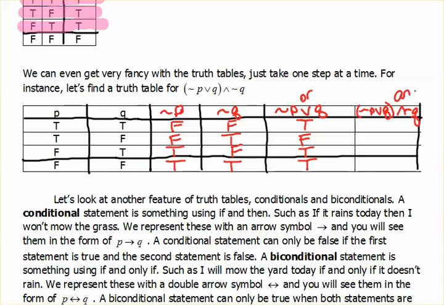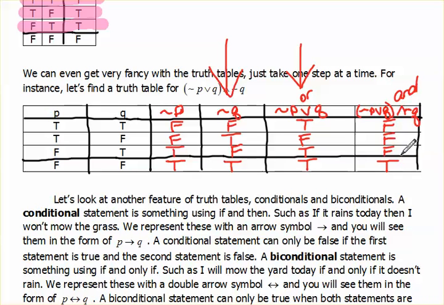So now this is an and statement. So we're going to be looking at the not P or Q column, which is here, and the not Q column, which is here. Since this is an and statement, they both have to be true in order for the whole thing to be true. So true and false would be false. False and true would be false. True and false would be false. True and true would be true. And that is a truth table. So that's kind of cool.